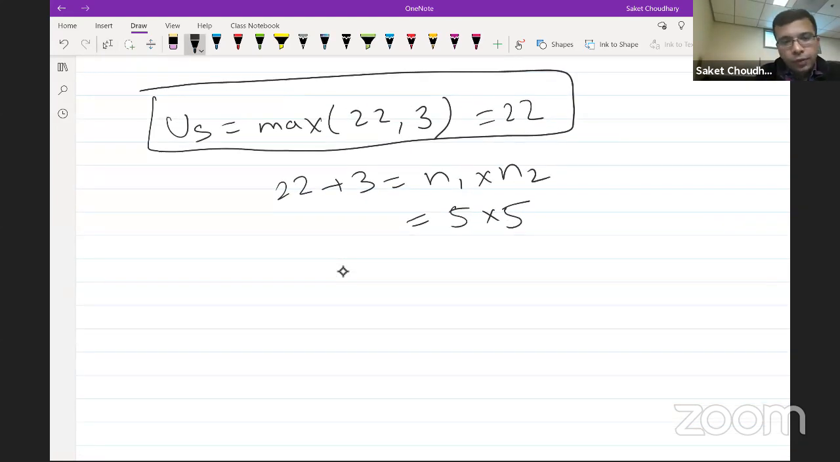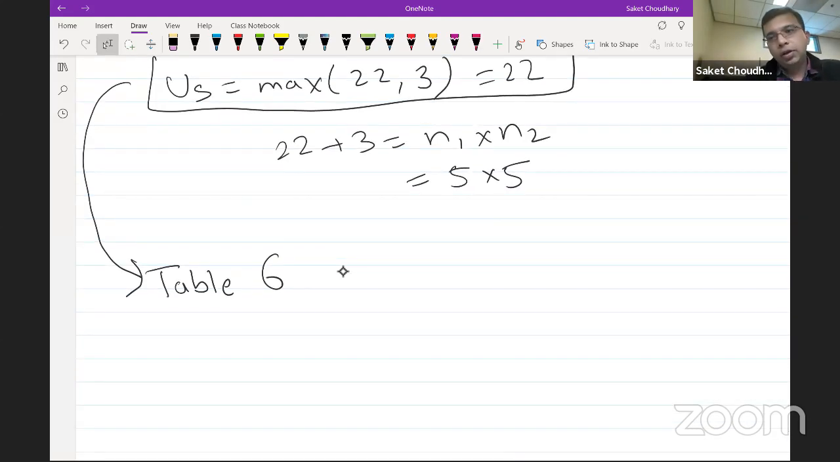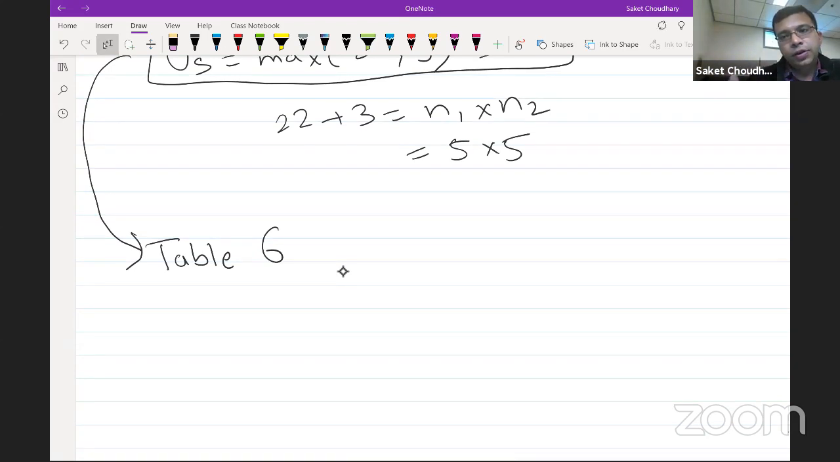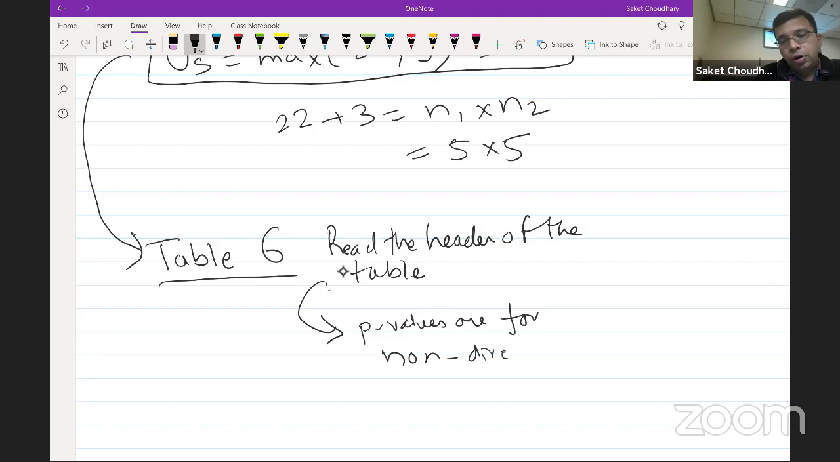So the way to do that is, if you want to test the significance of this, you'll go to table 6. Now, one key thing that we really need to understand, which I had warned you about in the beginning, is you need to read the header of the table. Okay. And if you read the header of the table, it says that the p-values are for non-directional alternate.